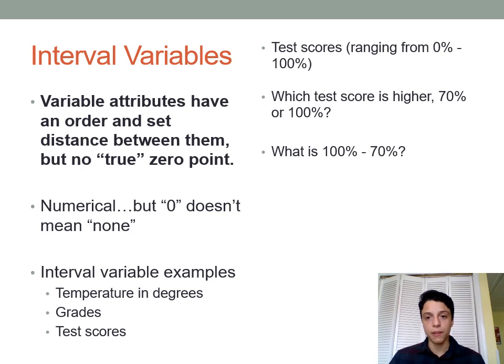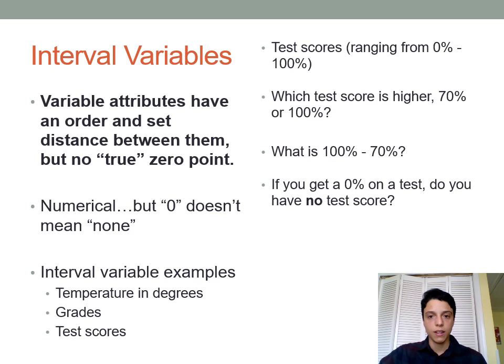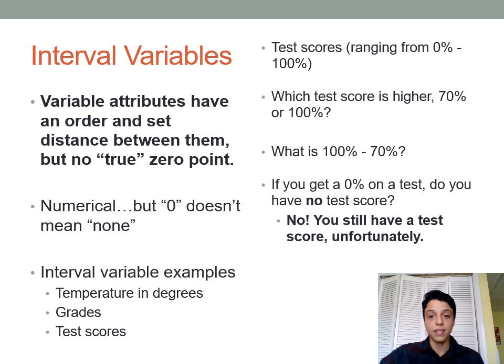You can also do simple math with them. So what's 100% minus 70%? It's 30%. It's a numerical variable, and we've tested that by seeing whether we can do any simple math with it. But then the last question here is, if you get a 0% on a test, does it mean that you have no grade? Because if it was a true 0 point, it would mean that we have none of the thing that we're measuring. And in this case, the answer is no. If you get a 0 on a test, unfortunately, you still have a test score. And so that 0 carries information that's something other than none.